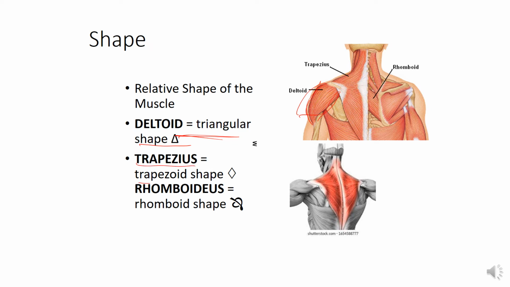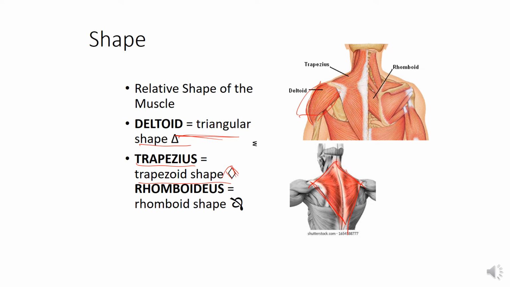Trapezius, now trapezoid shape, having two parallel sides. One pair, two sides out of the four sides, are parallel. So this is trapezoid shape here. These are parallel, these are not parallel. So these sides are parallel. So trapezoid shape.